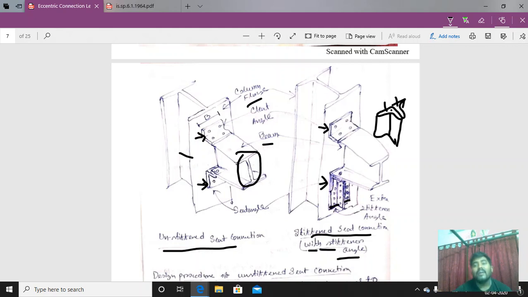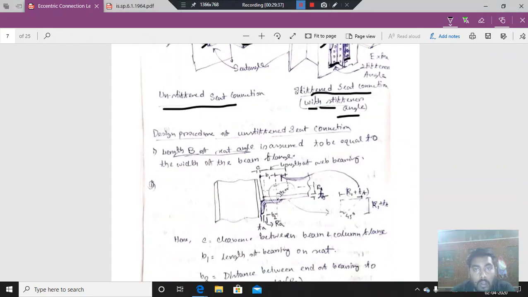So stiffened seat connection is one type of connection and unstiffened seat connection is another type. In seat connection design, we will design both the stiffened and the unstiffened seat connection. Now, coming to the design procedure of the unstiffened seat connection. I have discussed what stiffened and unstiffened seat connections are, so first we will discuss the design procedure for the unstiffened seat connection.